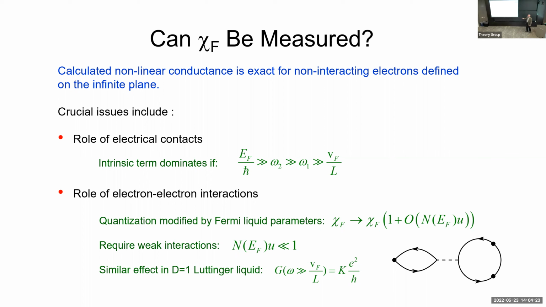There's another issue, which is the role of electron-electron interactions. Yeah? Why does omega 2 have to be much larger than omega 1? Good. There's another issue which I didn't mention, which is that there's another term in the response, like 1 over omega squared, 1 over omega 1 squared. And that term is also present.